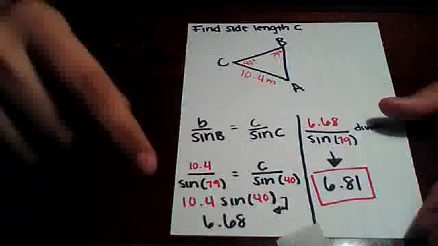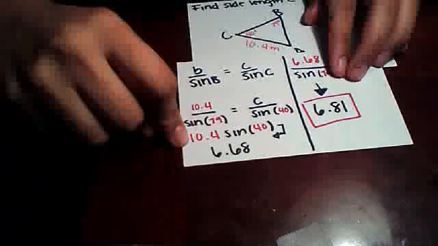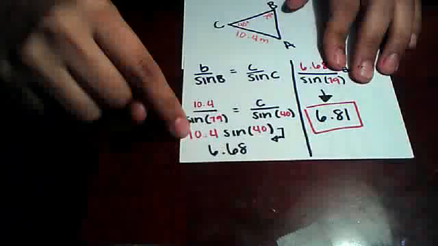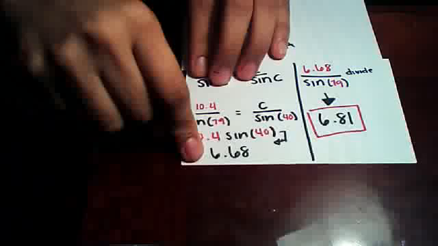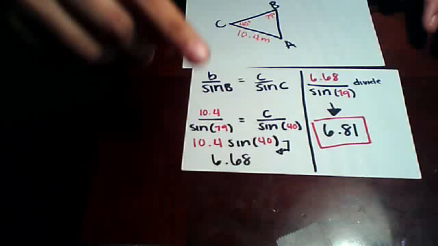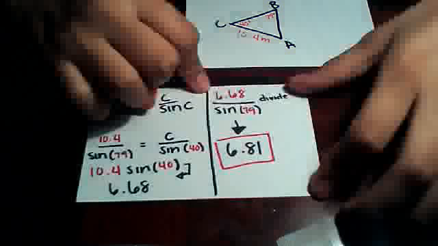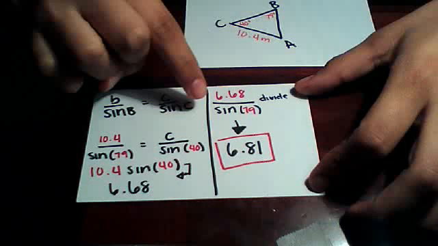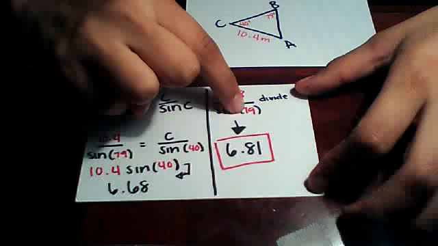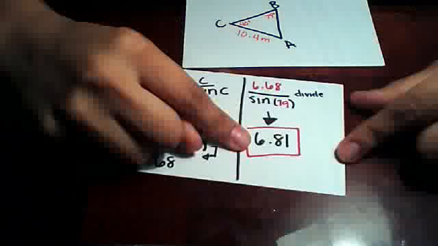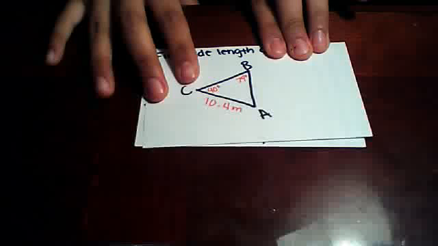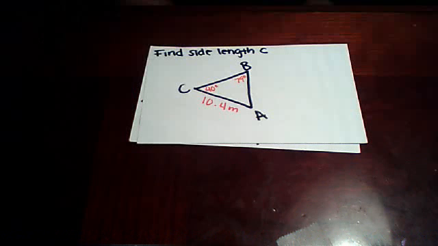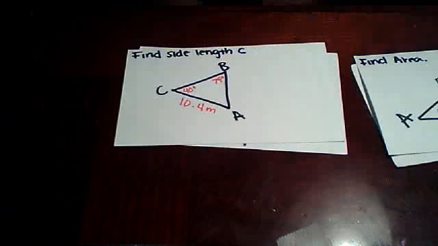So we go down, and right here I simplified 10.4 times sine of 40. That gave us 6.68. Now we go over here, and it's 6.68 divided by sine of 79, which would give you 6.81. And that is it for all the formulas. According to what they give you in the problem is what you use. And that is it. Thank you.